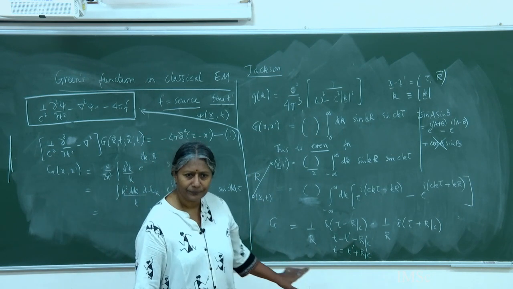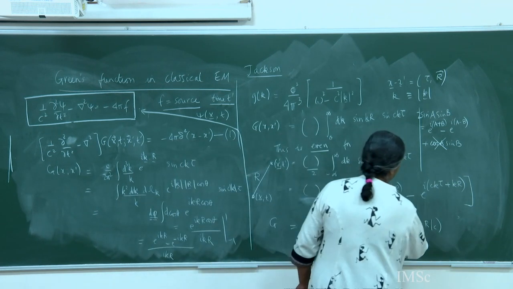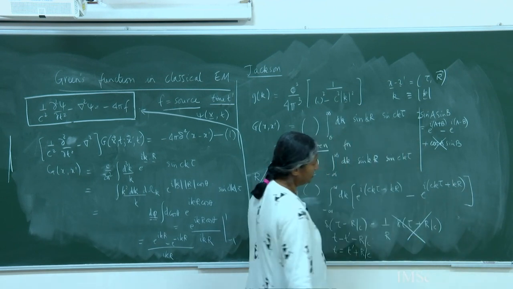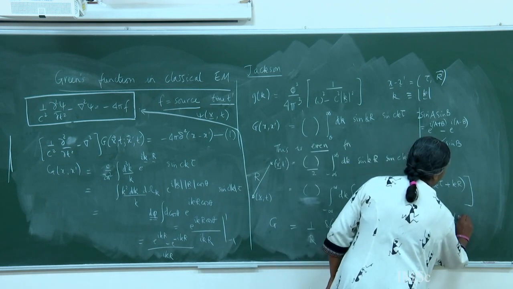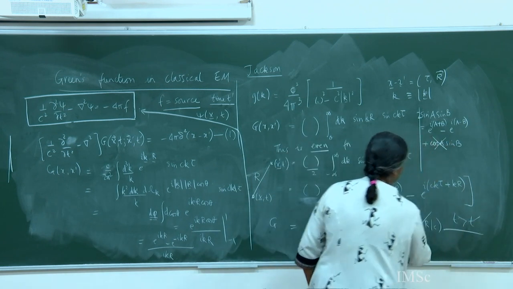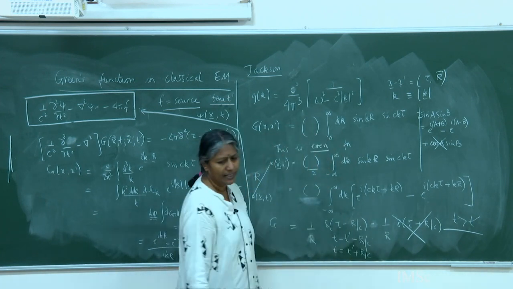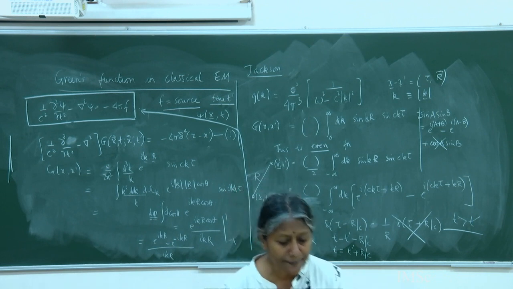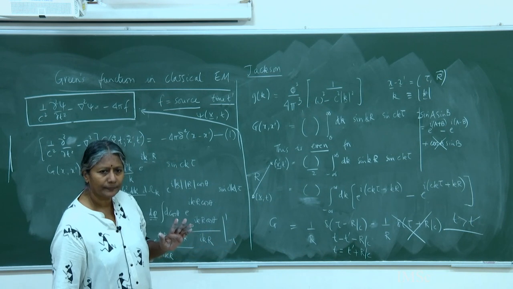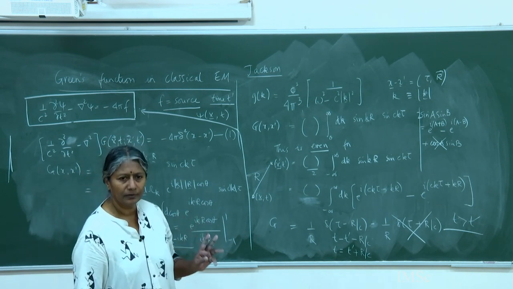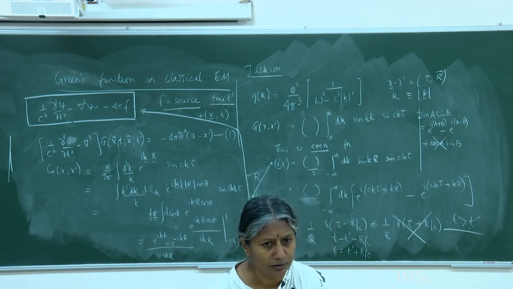Is this clear? That is why this is a retarded function, and you can see therefore that this quantity is going to be 0 otherwise, because this is not going to be satisfied at all, because we know that t has to be greater than t prime, and this is not so. Here t will be t prime minus r by c, and therefore it will not be greater than t prime, but this is the one that will contribute in the advanced Green's function. Is it clear? It is something like a misnomer, we are calling it the retarded Green's function.